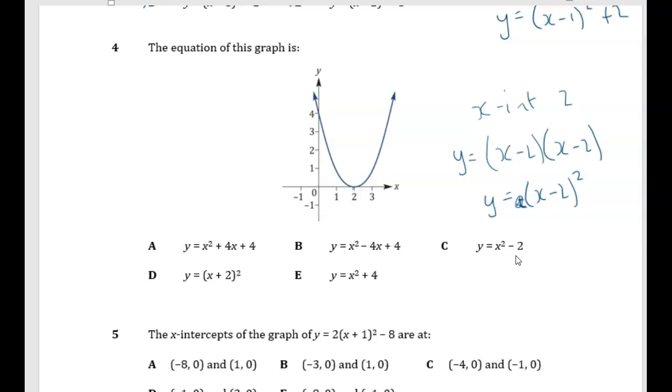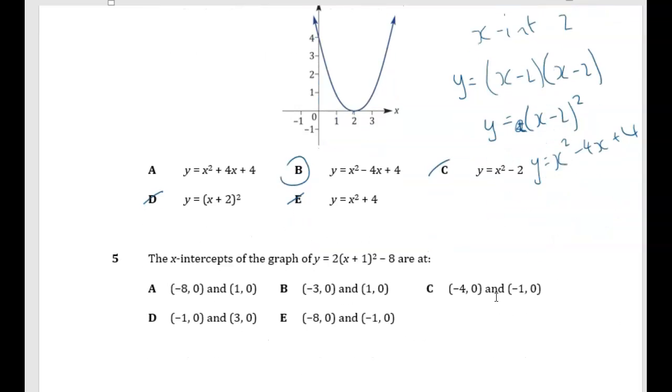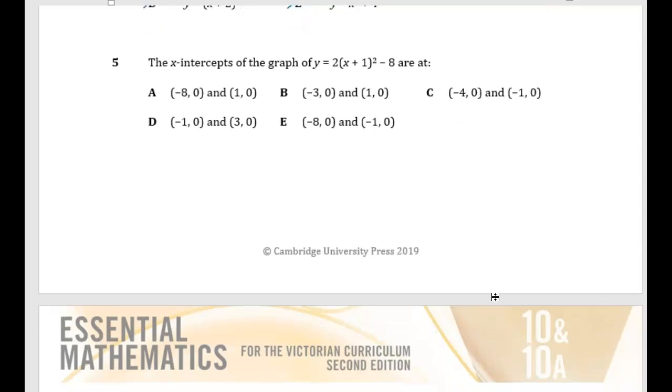But let's have a look at our options. We don't have x minus 2 squared. I've got x plus 2 squared here, but that's just to trick us. x squared minus 2 is not the same thing. x squared plus 4, also not the same thing. So we're going to say, well, it's got to be one of these two, and they're both in expanded form. So why don't we just go ahead and expand this? So we're going to get y equals x squared minus 4x plus 4. So your answer is B. Okay, so just playing around with both factorized and expanded form.